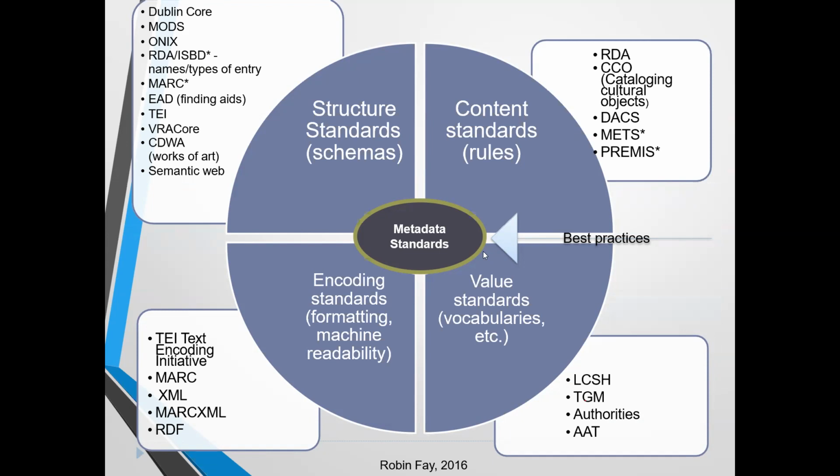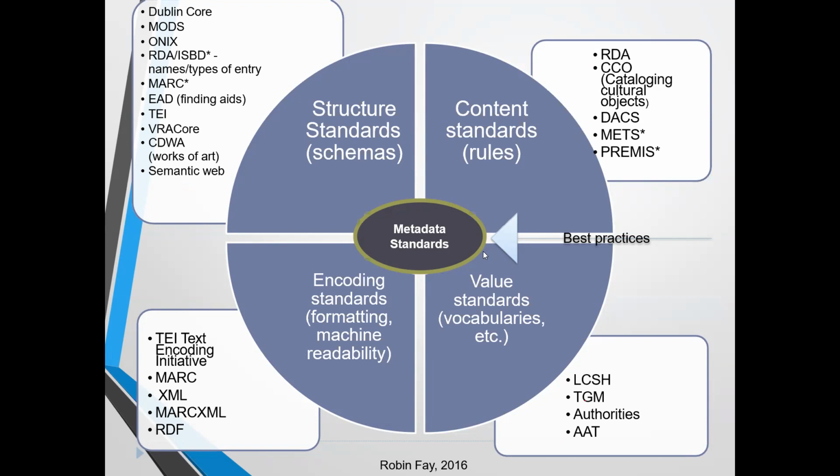In terms of structure standards, so thinking about the overall structure of the data, some examples of that: Dublin Core, which we're going to talk a little bit about today. MODS, we're going to talk a little bit about today. RDA and ISBD can fall into that category for names and types of entries because those are structured fields. If you're a cataloger who's working with that kind of stuff, you probably know what that means, but it has to do with the MARC metadata.